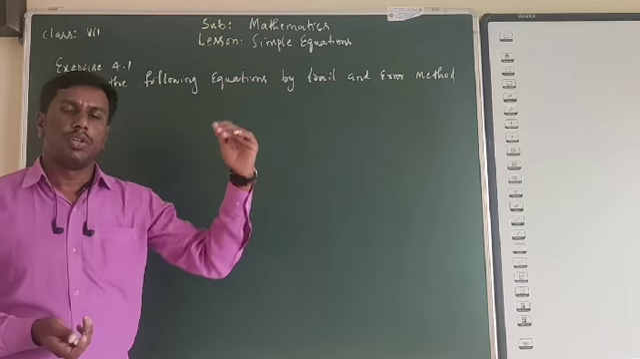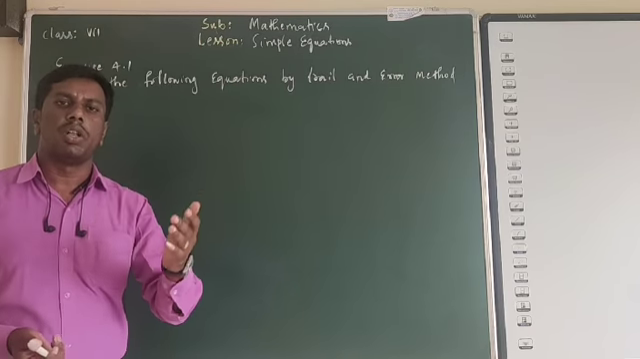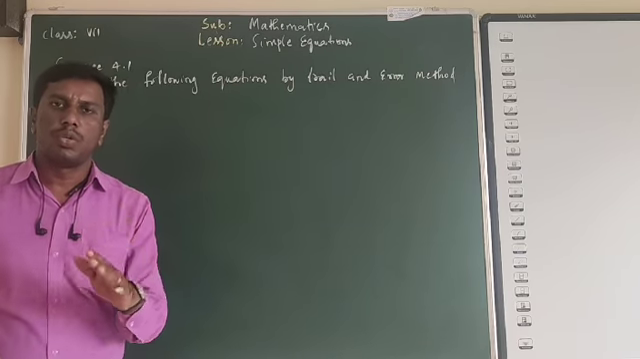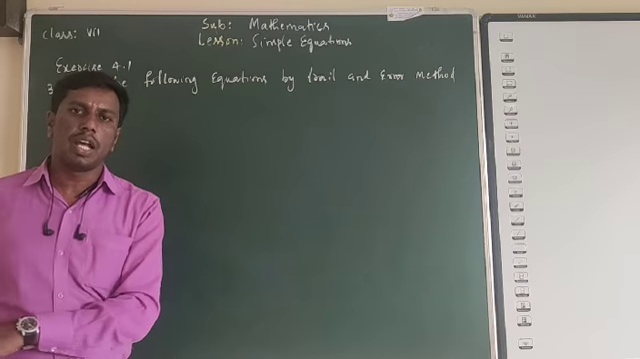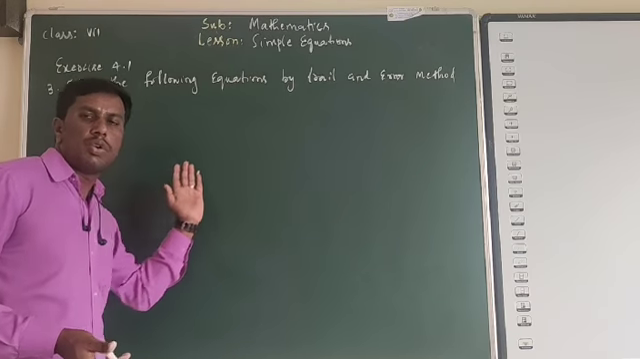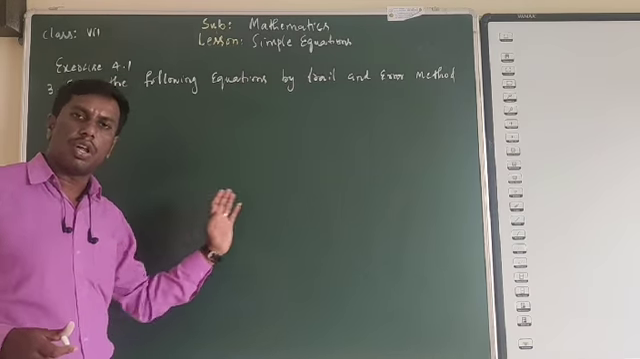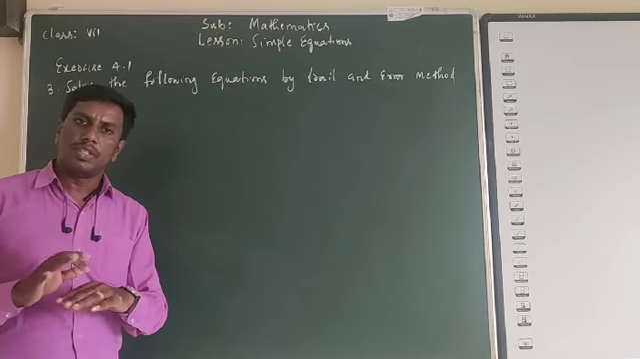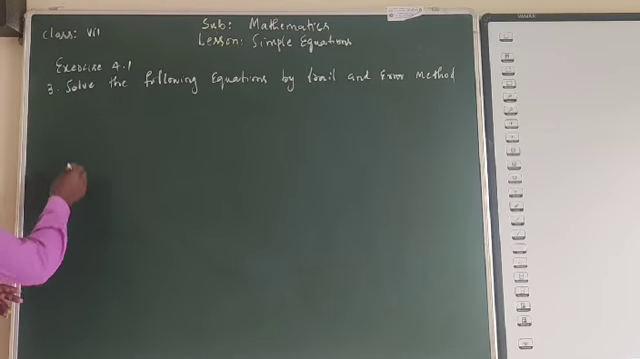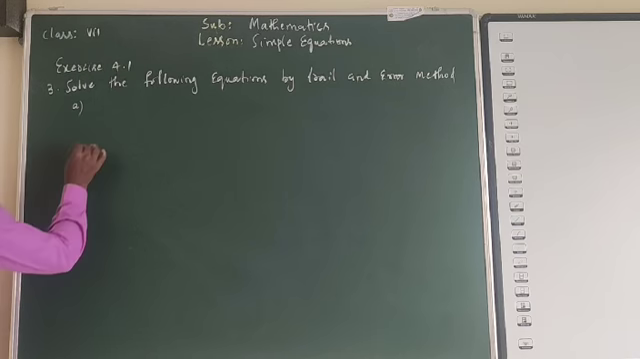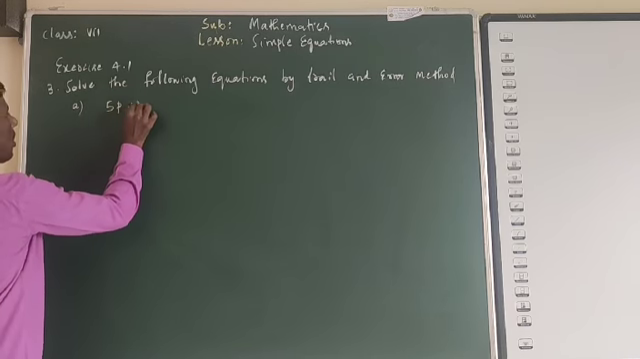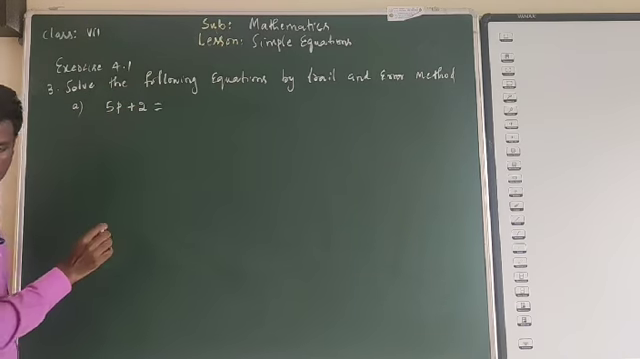Take x value as 0, check it. Take x value as 1, check it. X value is 2, x value is 3. Keep on going like that and check whether LHS is equal to RHS or not. If LHS is equal to RHS, then it is a solution. Otherwise, it is not a solution. So they have given the first question, which is 5t plus 2 is equal to 7.